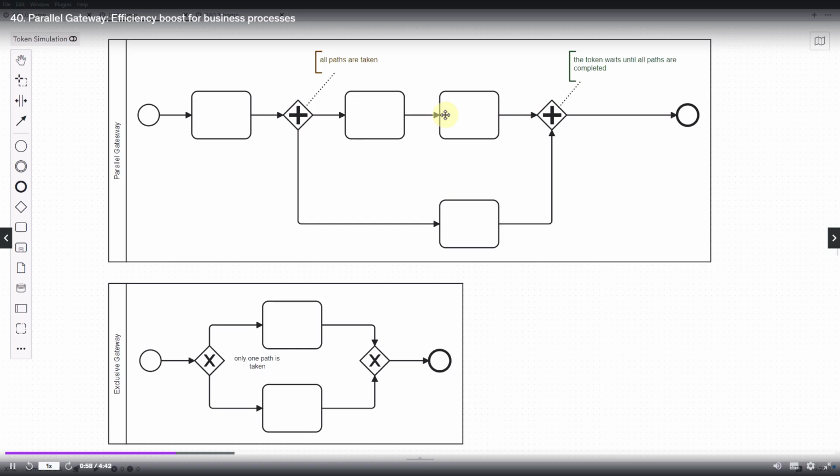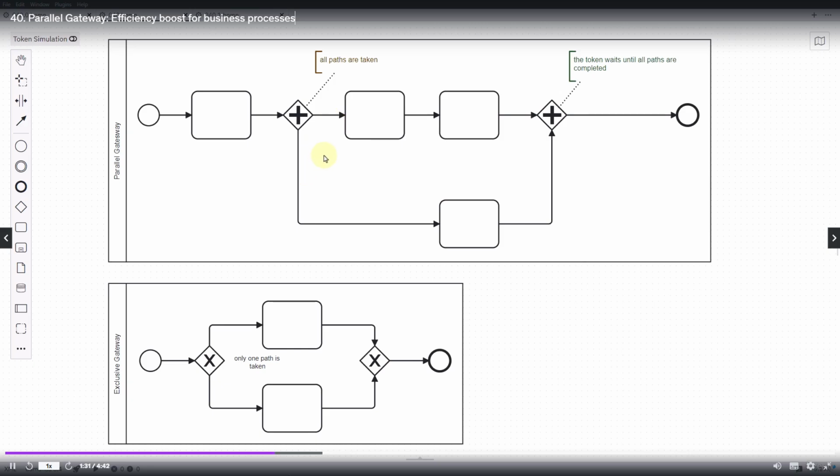This is particularly useful when different tasks can be processed independently and without interfering with each other. For example, when different departments of a company need to process different parts of a project at the same time. While the exclusive gateway allows a choice between different paths based on specific conditions, with only one path being selected, the parallel gateway allows all its outgoing paths to be activated simultaneously. There is no condition to evaluate. All paths are always executed.